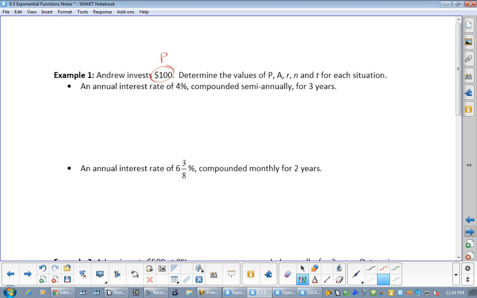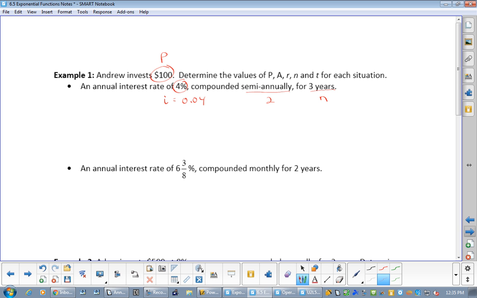Annual interest rate of 4%. So your interest rate is always i, which in this case we move the decimal 2 places to the left: 0.04. Because this means 4 over 100, 4%. Now, compounded semi-annually, what number is that? 1, 2, 3, what? 2. Quarterly is 4. And for 3 years, which is my n.